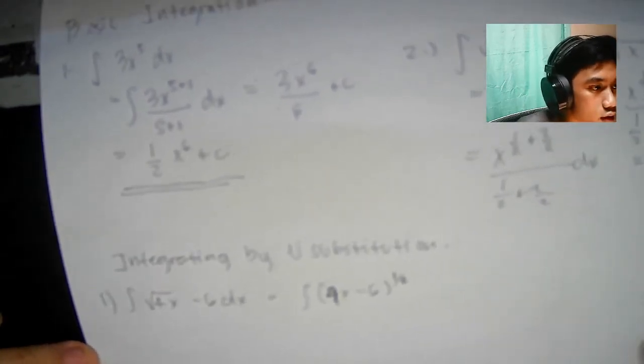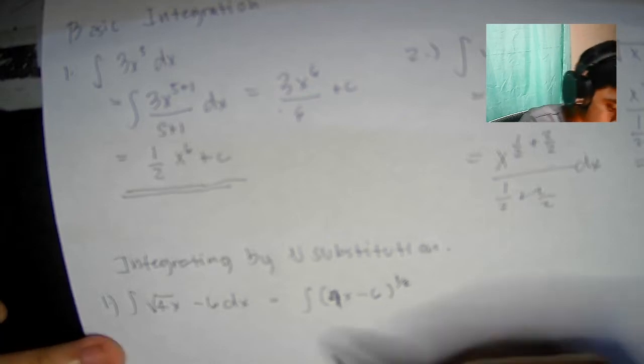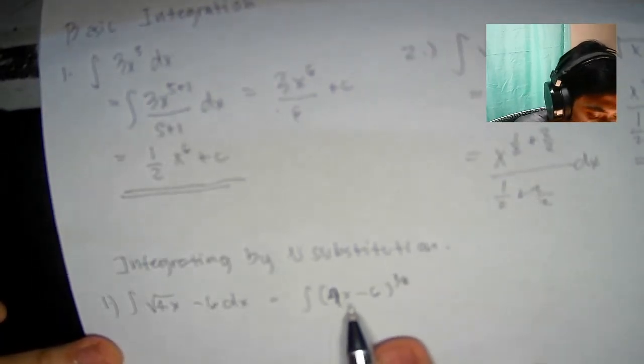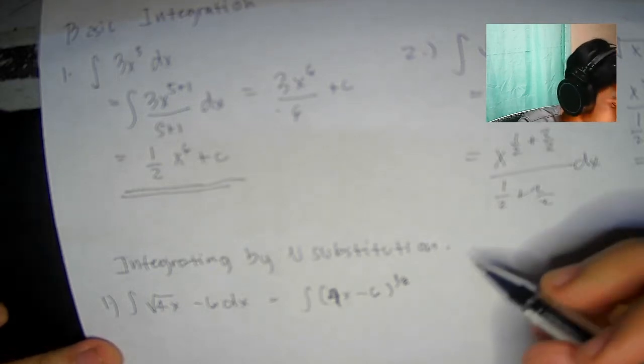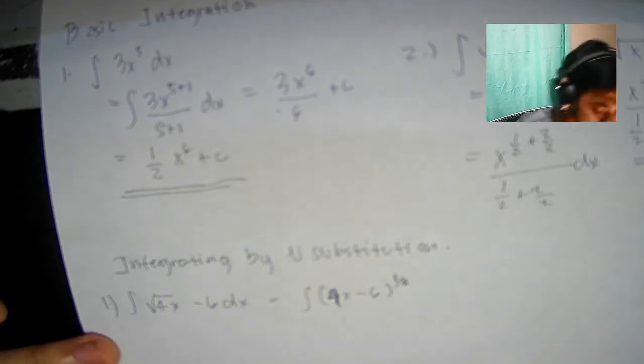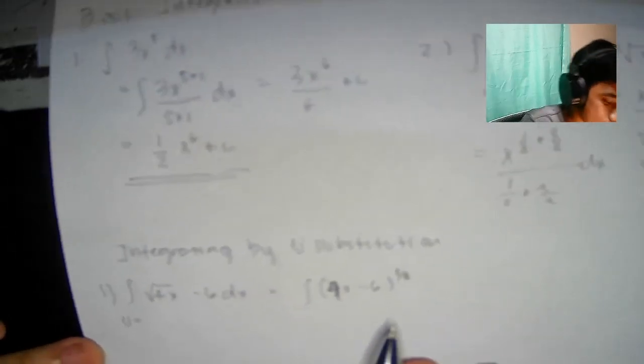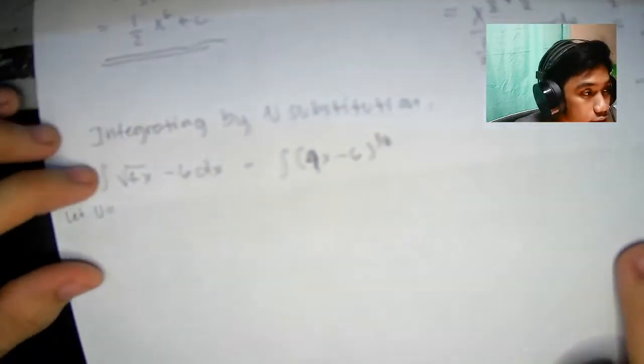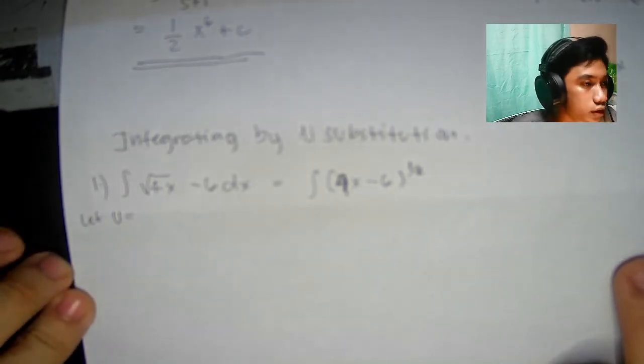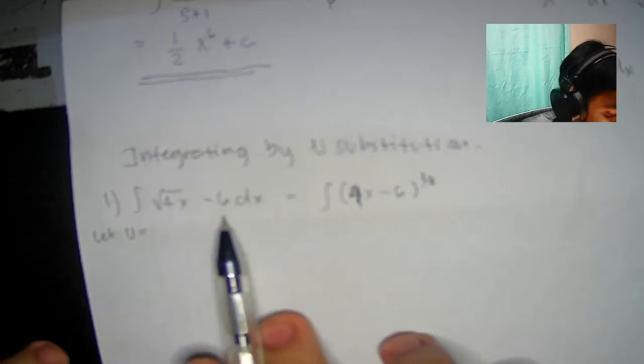It's not focusing. But this is 1/2. So in this case, it is very hard to integrate. So what we're gonna do is use U substitution. Let U be, what you're gonna do is choose the harder part, or the hardest part of the function, to substitute U.